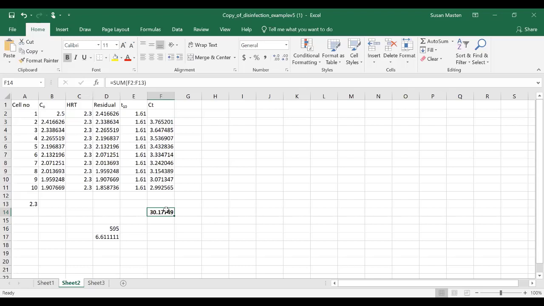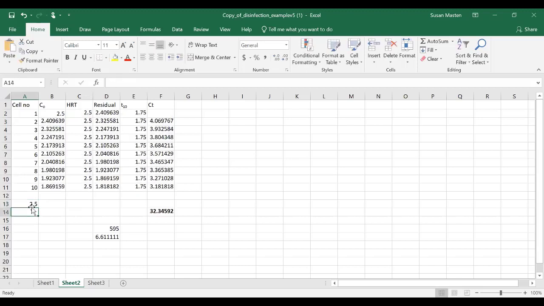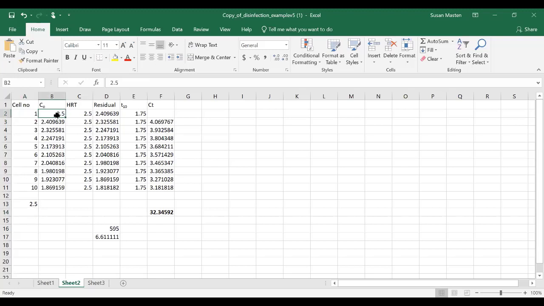So now we can start looking at what do we need to do in order to ensure that that is 40. Well, we can increase the hydraulic detention time. So let's try 2.5. Well, that brings us up to 32. We can look at increasing the dose. Let's try 2.7. We're better, but we're not there yet. Let's try 2.9. Okay, that improves it.